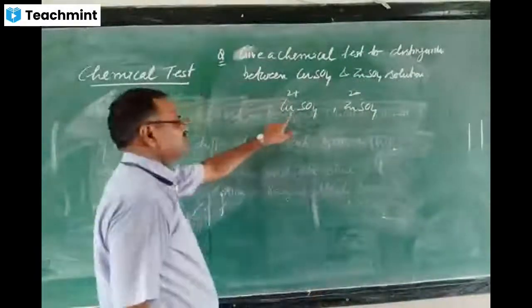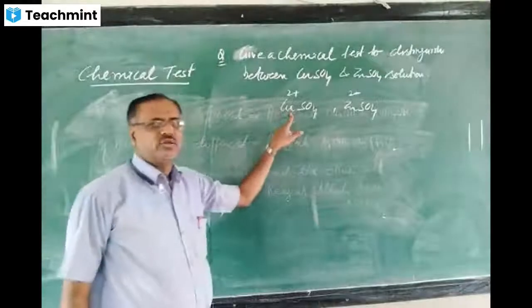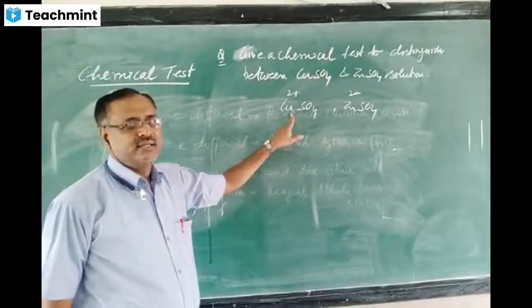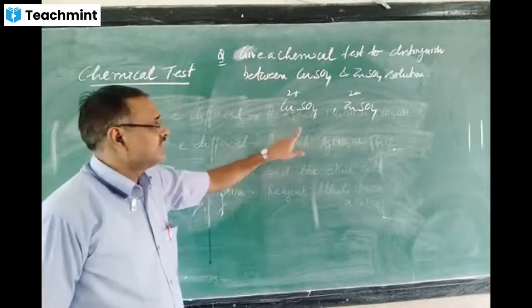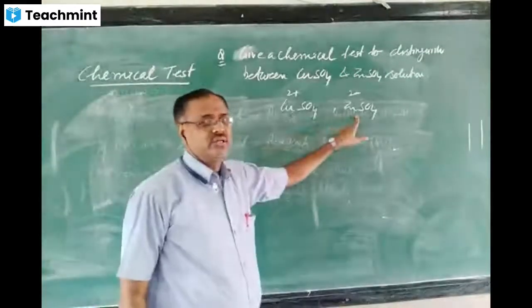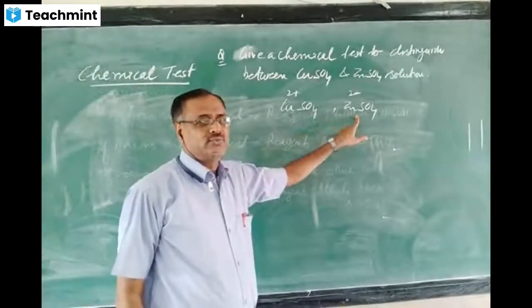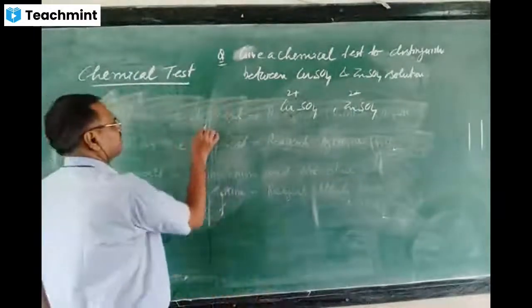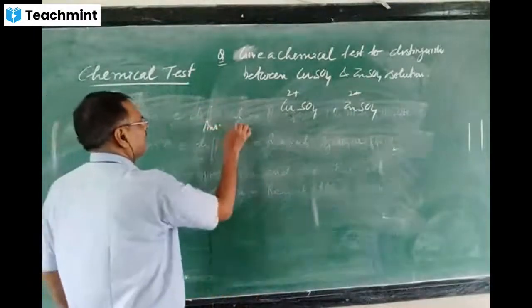So when sodium hydroxide solution is added to copper sulfate, you will get a pale blue precipitate. It is insoluble in excess. With zinc sulfate, you will get a gelatinous white precipitate that is soluble in excess. So note down the answer in your copy.